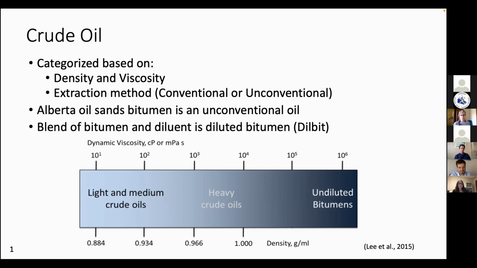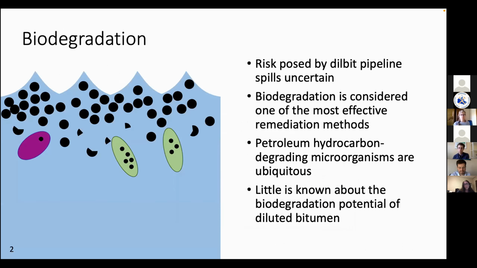So in order to transport it using pipelines, we have to dilute it. What they do is blend bitumen with a diluent, which is just lighter hydrocarbon fractions. It's called diluted bitumen, or dilbit, and that's actually what's being transported through pipelines. Because there are such large volumes of dilbit being transported through pipelines across North America, there is, of course, the risk of an inland spill occurring.